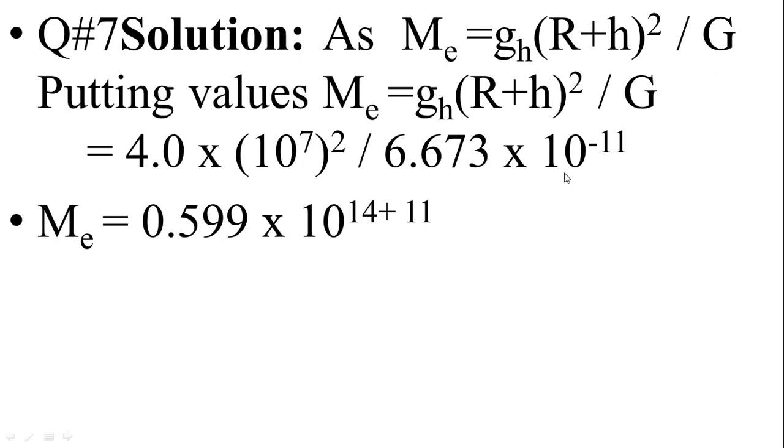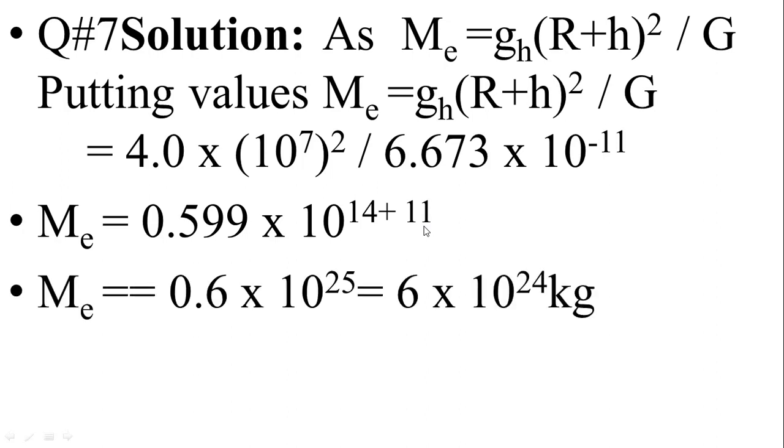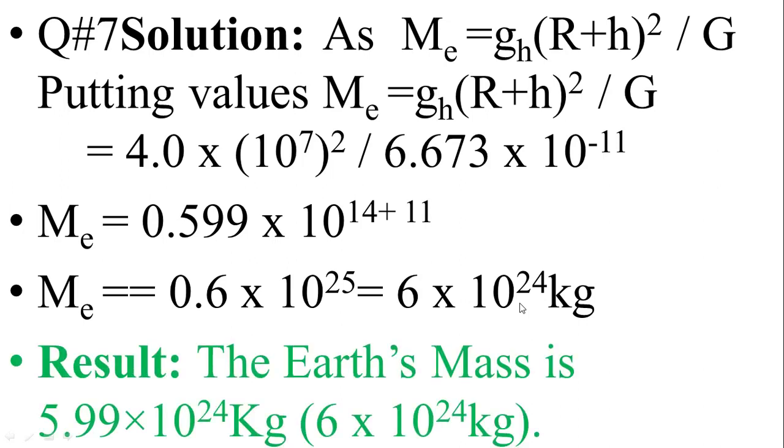Now calculate this value, the answer is 0.599 multiplied by 10 to the power 14 plus 11, which is approximately equal to 0.6 multiplied by 10 to the power 25, and can be written as 6 multiplied by 10 to the power 24 kg. The resultant mass of Earth is 5.99 multiplied by 10 to the power 24 kg or 6 multiplied by 10 to the power 24 kg.